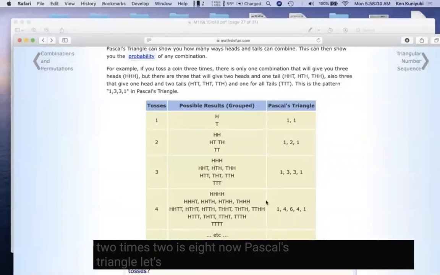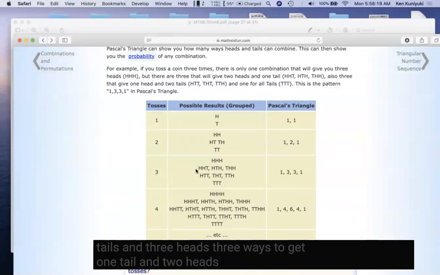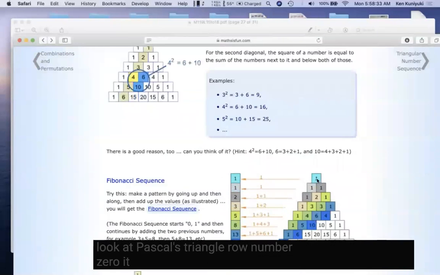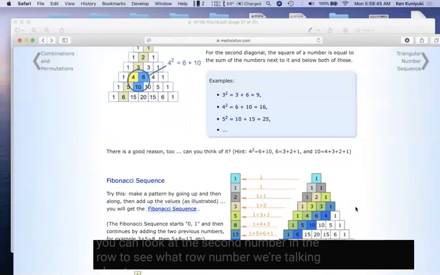Now, Pascal's triangle, let's look at this. 3 flips or tosses of a coin, fair or not, all right? Notice there's only one way to get 0 tails and 3 heads, 3 ways to get 1 tail and 2 heads, 3 ways to get 2 tails and 1 head, and only 1 way to get all 3 tails. These are the numbers in Pascal's triangle on row number 3. Bear in mind, when you look at Pascal's triangle, row number 0 is on top. So row number 0 has the 1. Here's row number 1, row number 2, row number 3, and so forth. You can look at the second number in the row to see what row number we're talking about.